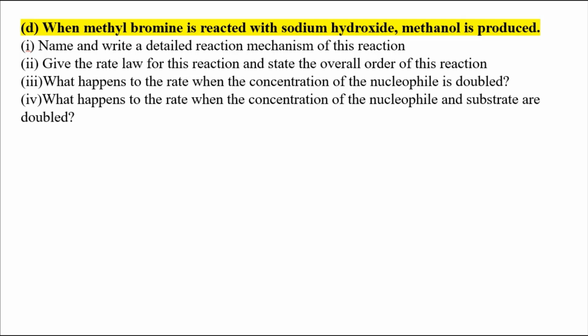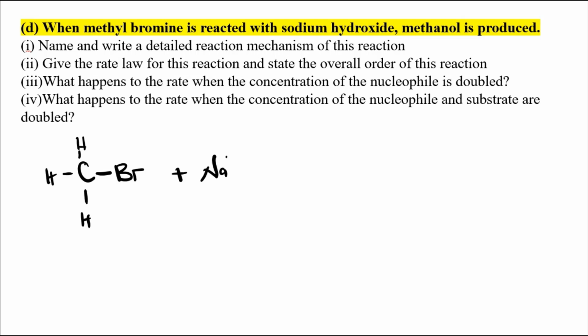When methyl bromide is reacted with sodium hydroxide, methanol is produced. Name and write a detailed reaction mechanism for this reaction. So we said we have methyl bromide. Methyl bromide is like this. This is methyl with the bromide attached. And then we say this is reacting with sodium hydroxide.